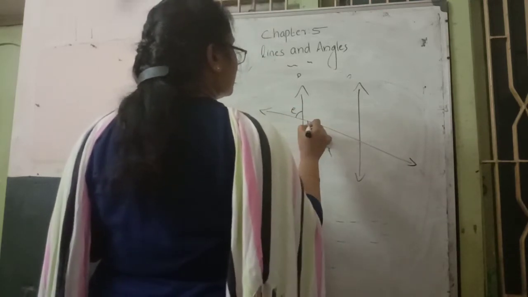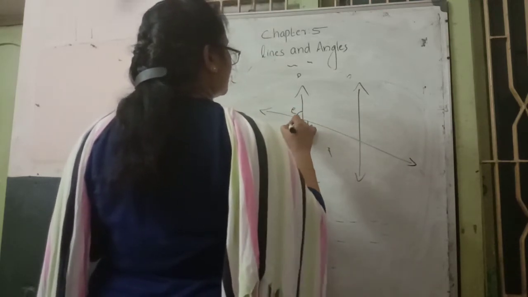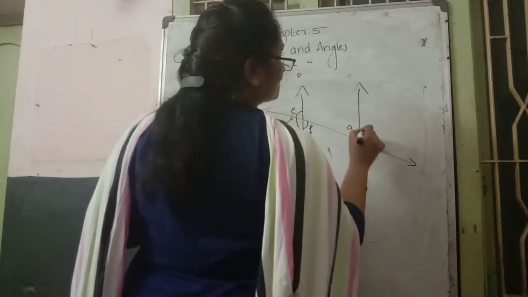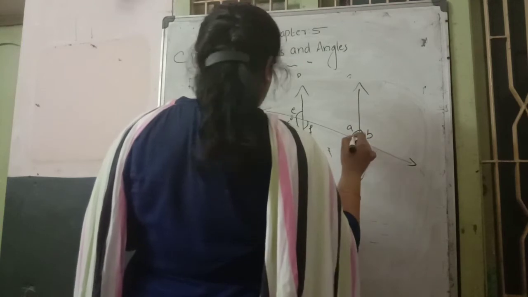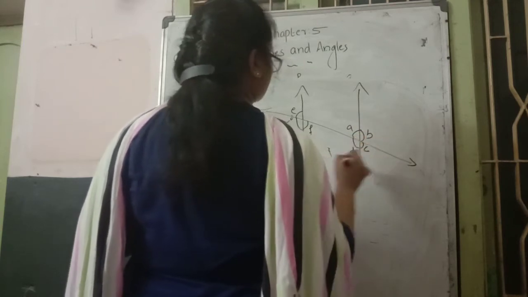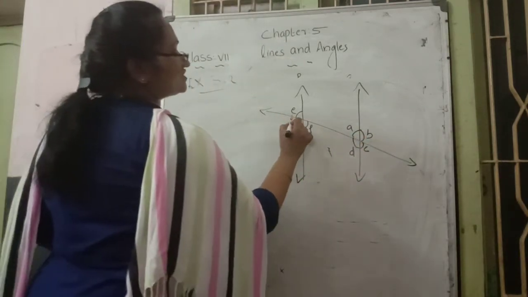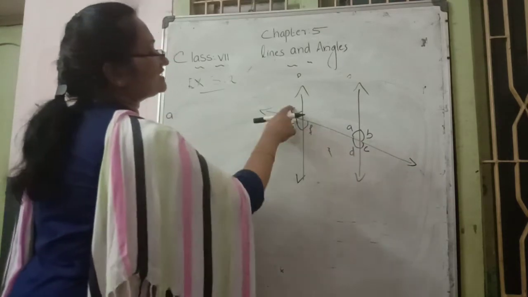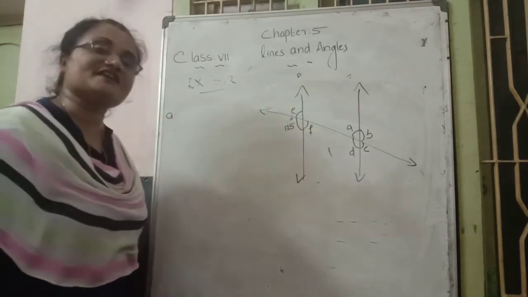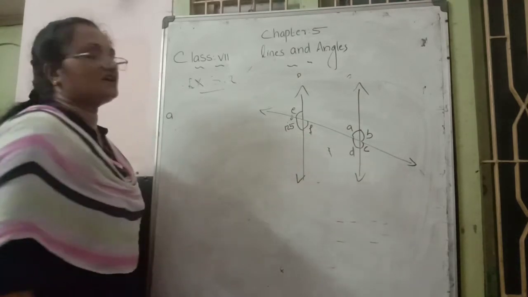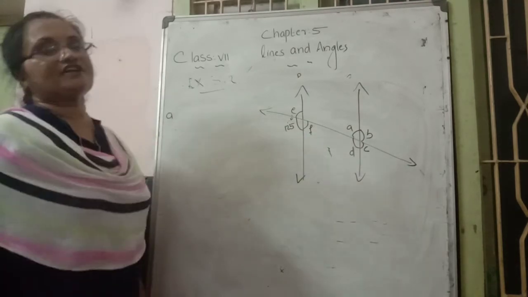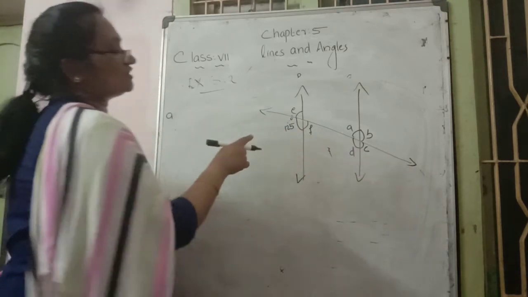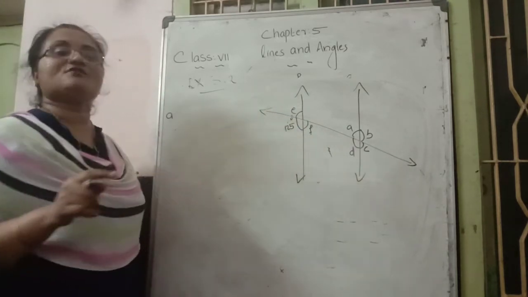Here E, here F, 125 degrees. Next they have given A value, B value, C and D. The question asks us to find the values of A, B, C, D, E and F. How to find out? Which degree is given here? 125 degrees. Do 125 and F, or 125 and E, have any relation?